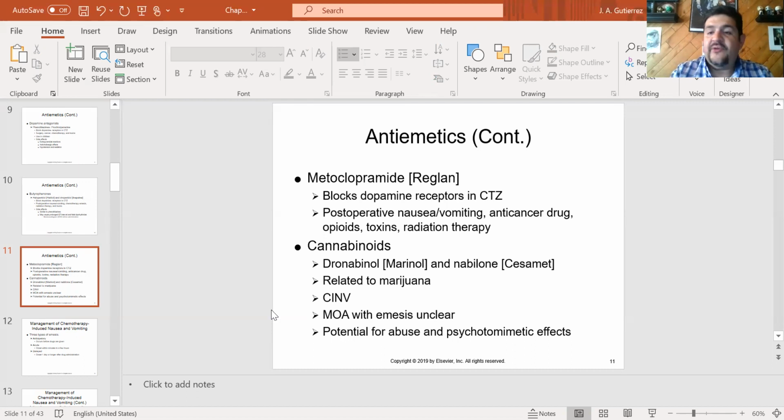Also, it depresses the brain. So that means that it's going to depress the signals going to the vomiting center, and that nausea and vomiting stimulation goes away. Okay, so up to this point, those are all the medications that are used for nausea and vomiting.